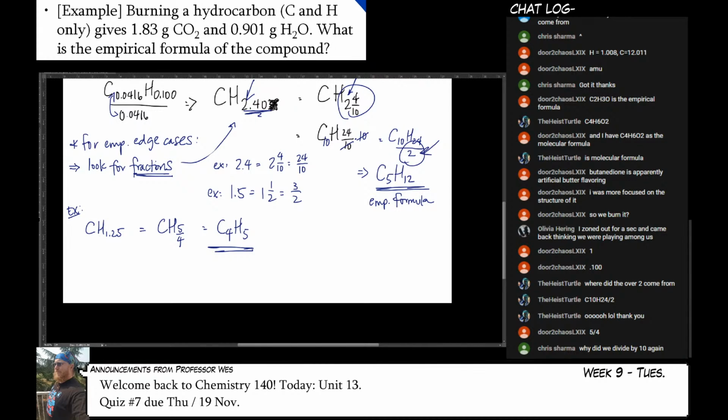Why did we divide by 10 again? I am trying to make this number into a fraction. 0.4 is the same as me saying 4 divided by 10. You could also write it as 2 divided by 5, and then multiply everything by 5.